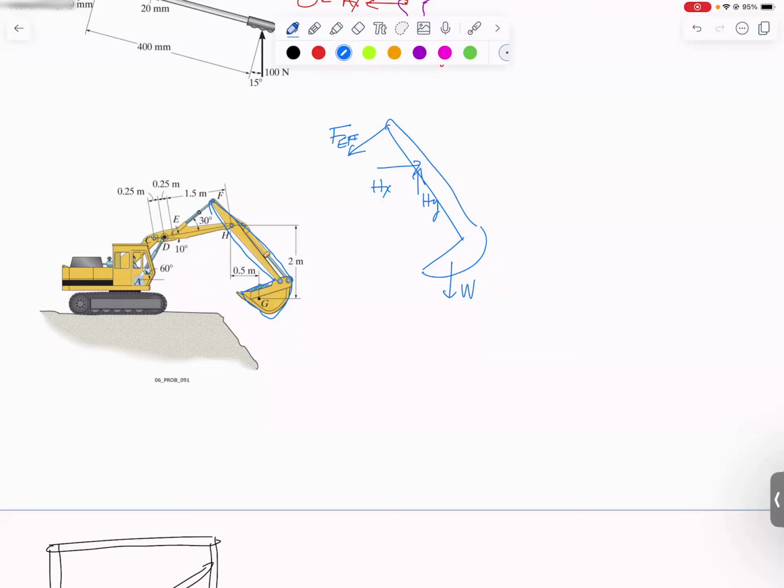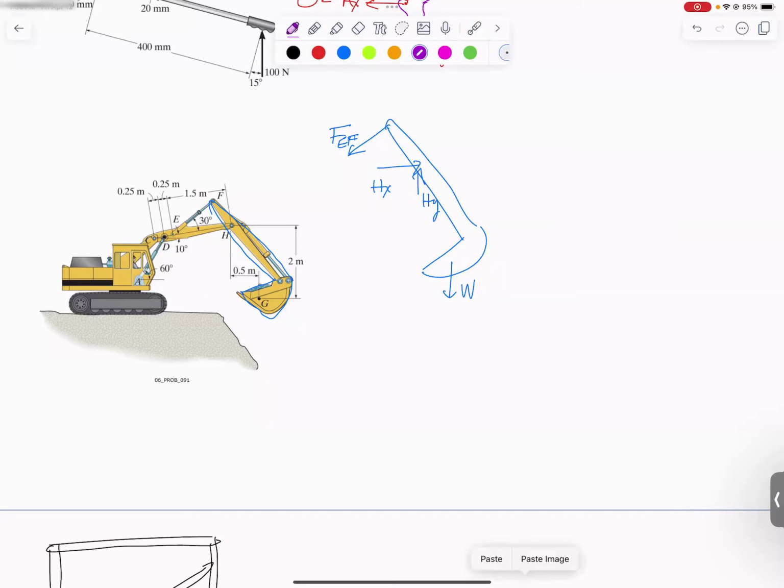And that's a great diagram. It only has 3 unknowns. So I would most likely sum moments about point H, using the weight here times that distance. And then for FEF, I would need to find a perpendicular distance. Oh, I have a 30-degree angle. With a 30-degree angle, I'll be able to figure out a perpendicular distance to point H. Then I would also need a diagram of another part.